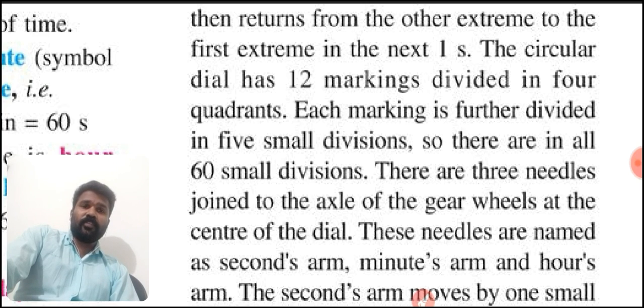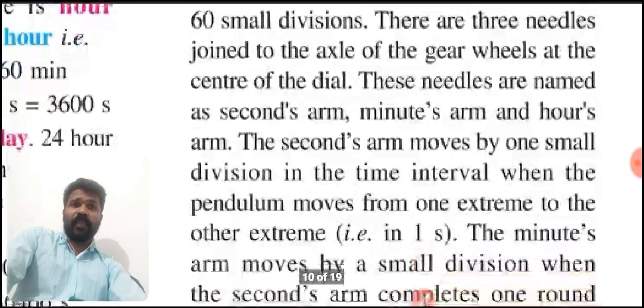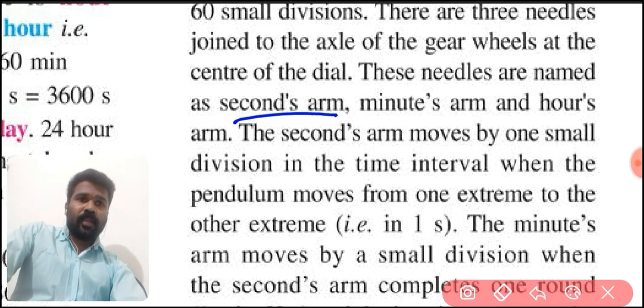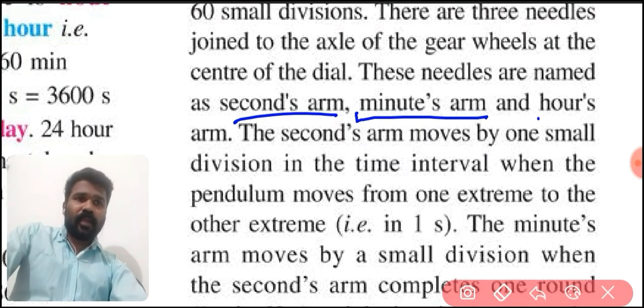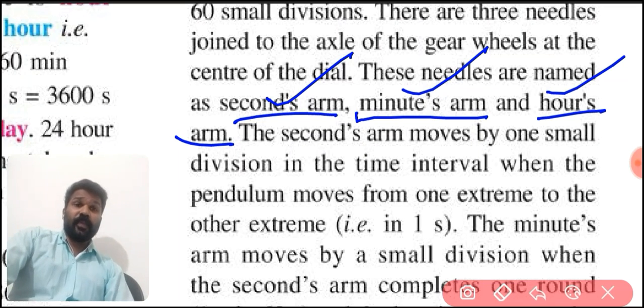There are 3 needles joined to the axle of the gear wheels at the center of the dial. These needles are named the seconds arm, minutes arm, and hours arm. The seconds arm moves by one small division in the time interval when the pendulum moves from one extreme to the other extreme. Okay, students.